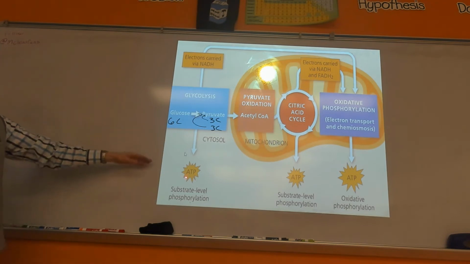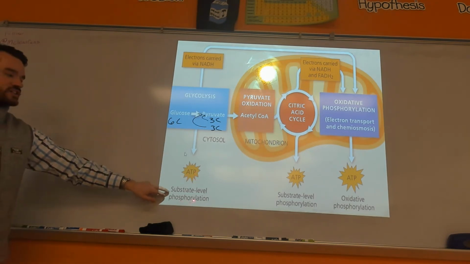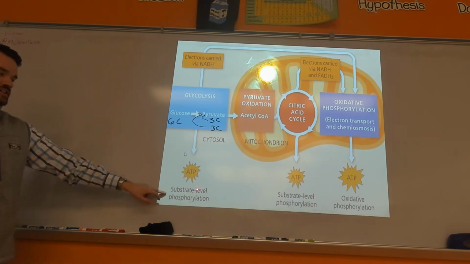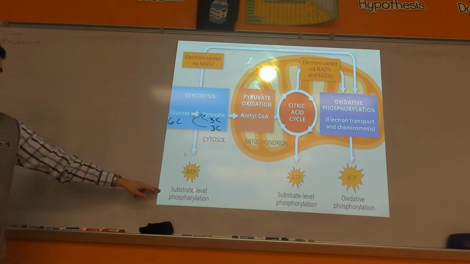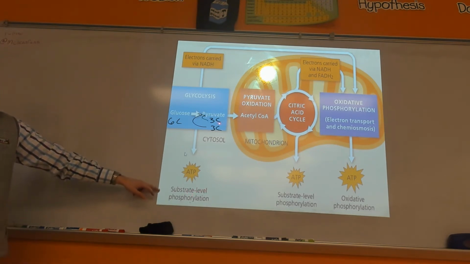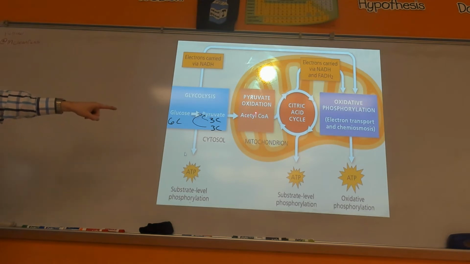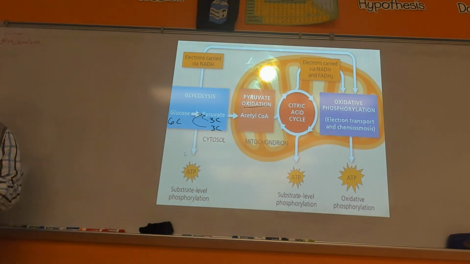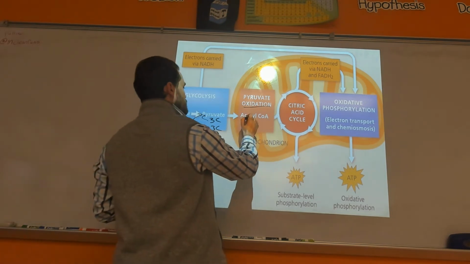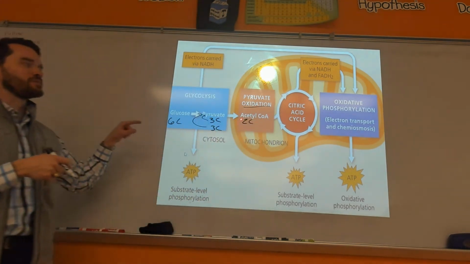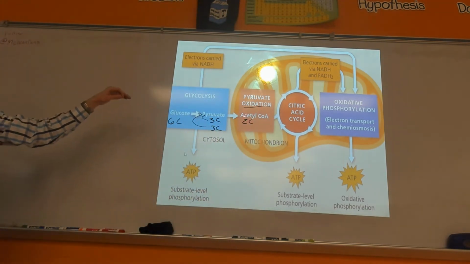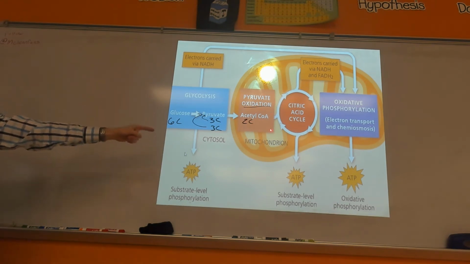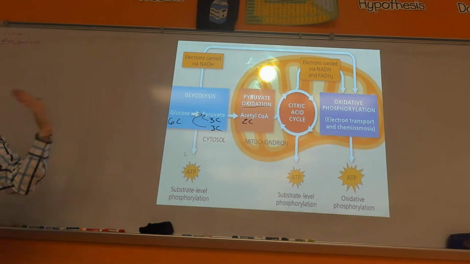Anyways, we make a little bit of ATP. I'll explain substrate level phosphorylation on the next slide. It's a pretty simple idea. Then you take pyruvate, you put it inside the mitochondria, and you do pyruvate oxidation. You're doing another oxidation reaction where you move even more electrons, and you form something called acetyl-CoA. This is going to be a 2-carbon sugar. And you take that 2-carbon sugar, you put it into the citric acid cycle, and you oxidize it even further.